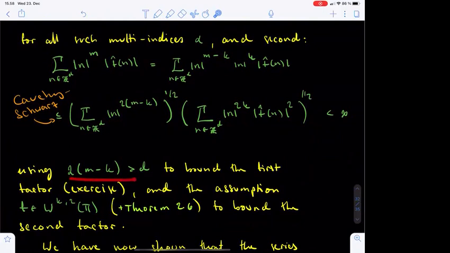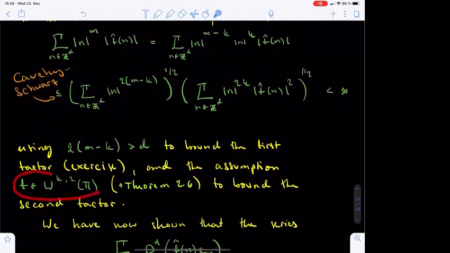This sum is finite by the assumption that m minus k strictly exceeds d over 2, or in other words 2 times m minus k strictly exceeds d. Verifying that this condition is sufficient for the finiteness of the first sum is left as an exercise. The second factor is the sum over all integer d-tuples n of the terms norm of n to the power 2 times k times the absolute value squared of f hat n.